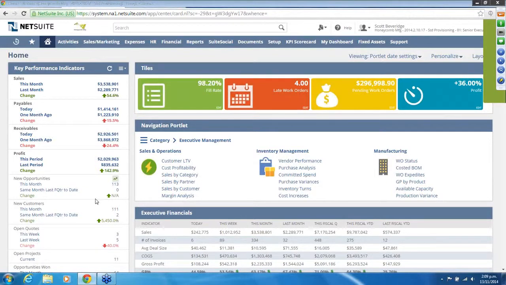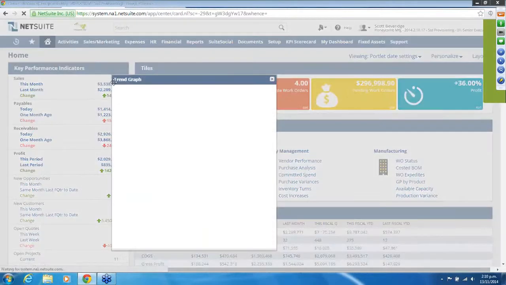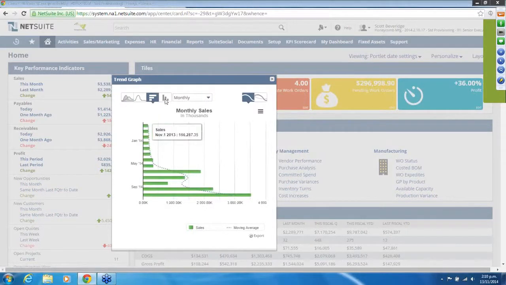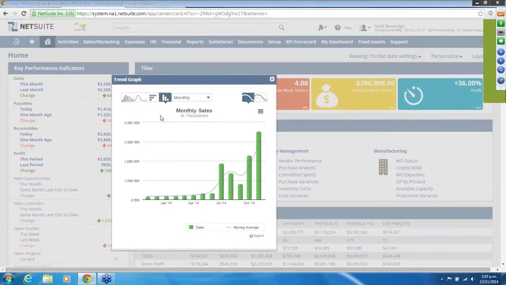should I choose. So if I look at some of my KPIs here, I've got the fact that sales are trending ahead of last month. If I wish to represent that data graphically, I can start to see where my sales are going, and I can represent that data however I feel is appropriate to me. So it's all live data delivered to me in real time.